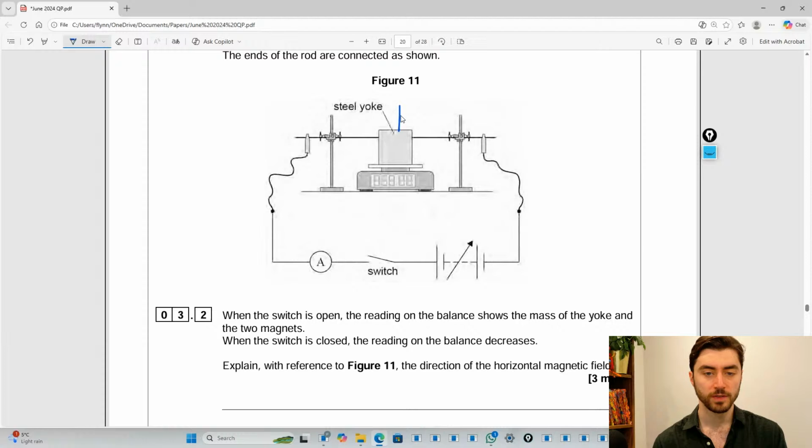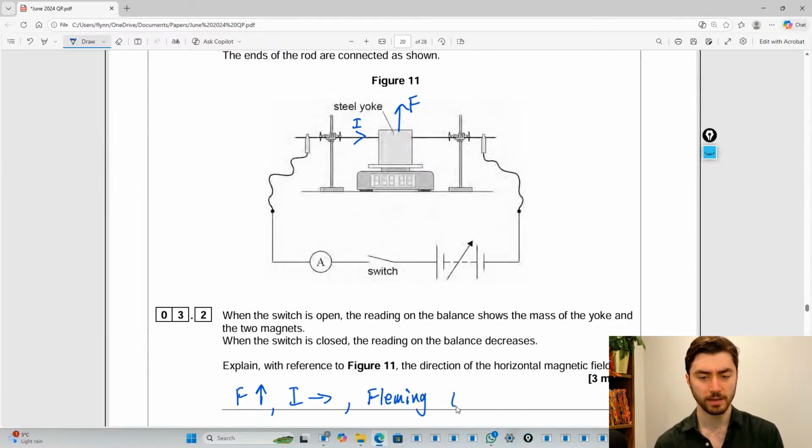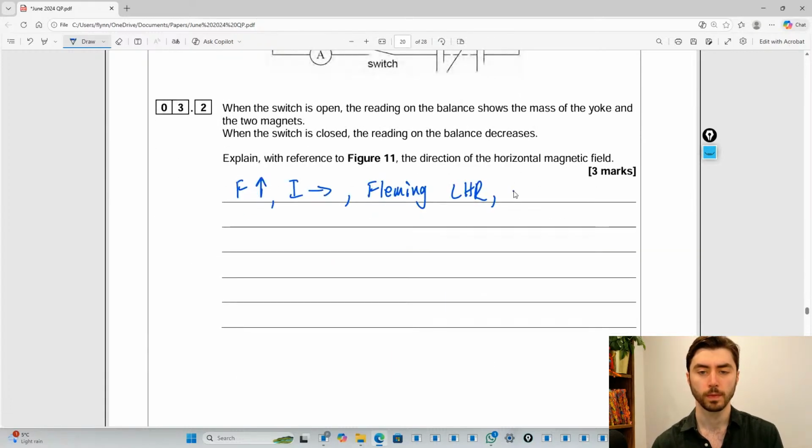So that means the force felt must be upwards. When it's closed, we know the current is going in this direction. Therefore, by the left-hand rule, force up, current to the right, and by Fleming's left-hand rule, if the force is up and the current is right, then the magnetic field is into the plane of the paper. So into the plane of the paper.